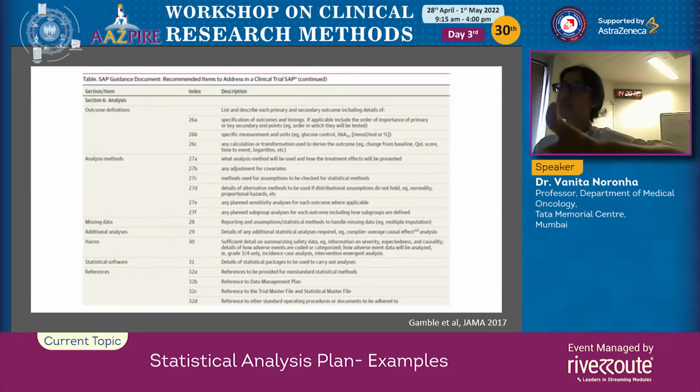How will you deal with missing data? What will you use for censoring? And what software are you going to use? And then you put your references. So that's essentially what your statistical analysis plan should constitute. So any questions so far? Have any of you ever written a statistical analysis plan? No, I hadn't until a couple of years ago.